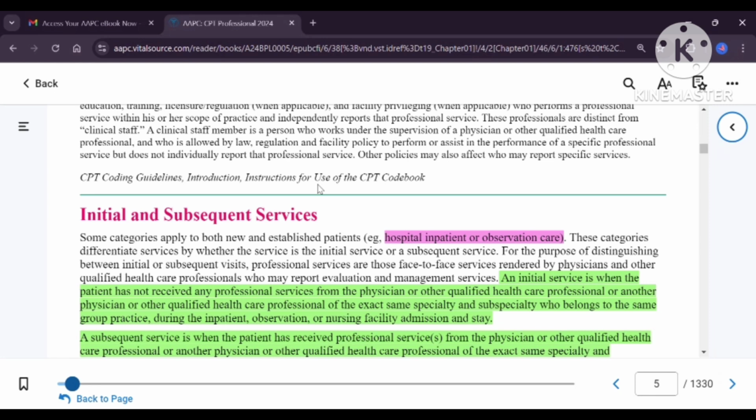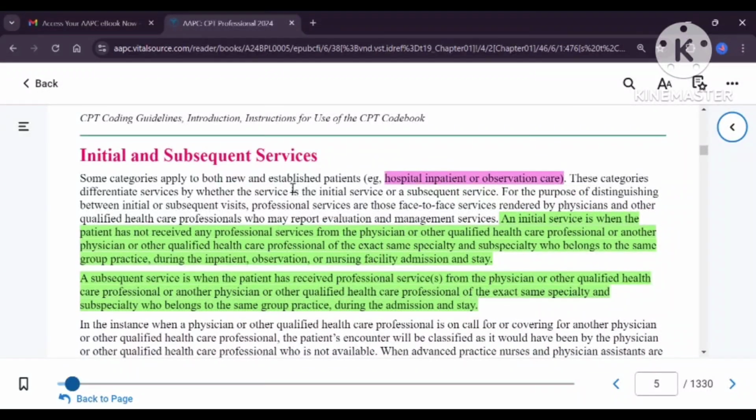On the following days. For example, if a patient is getting admitted in the hospital today and the doctor and the patient meet, it will be considered an initial service. Tomorrow, if the doctor comes again and checks the patient, that will become a subsequent service. And in all these services, the time that is calculated is called total time. What is this total time?